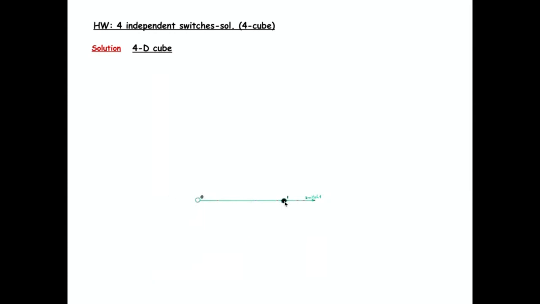For the one-dimensional cube, we have 2 switches. Now we're going to make it into a two-dimensional cube, which is a square. I misspoke, the one-dimensional cube has 1 switch.